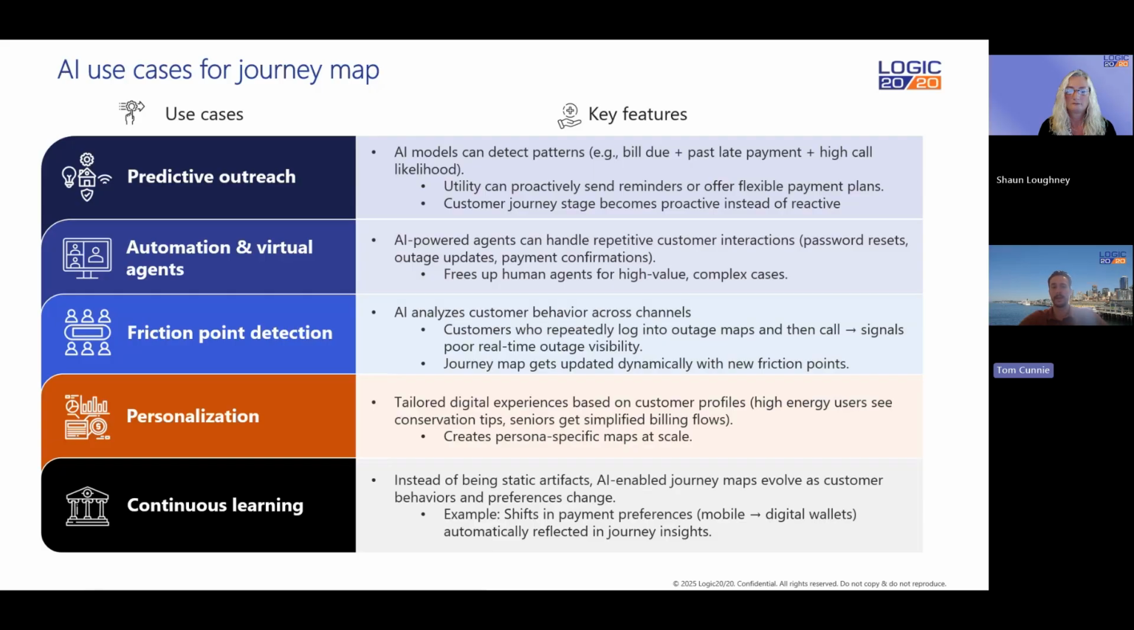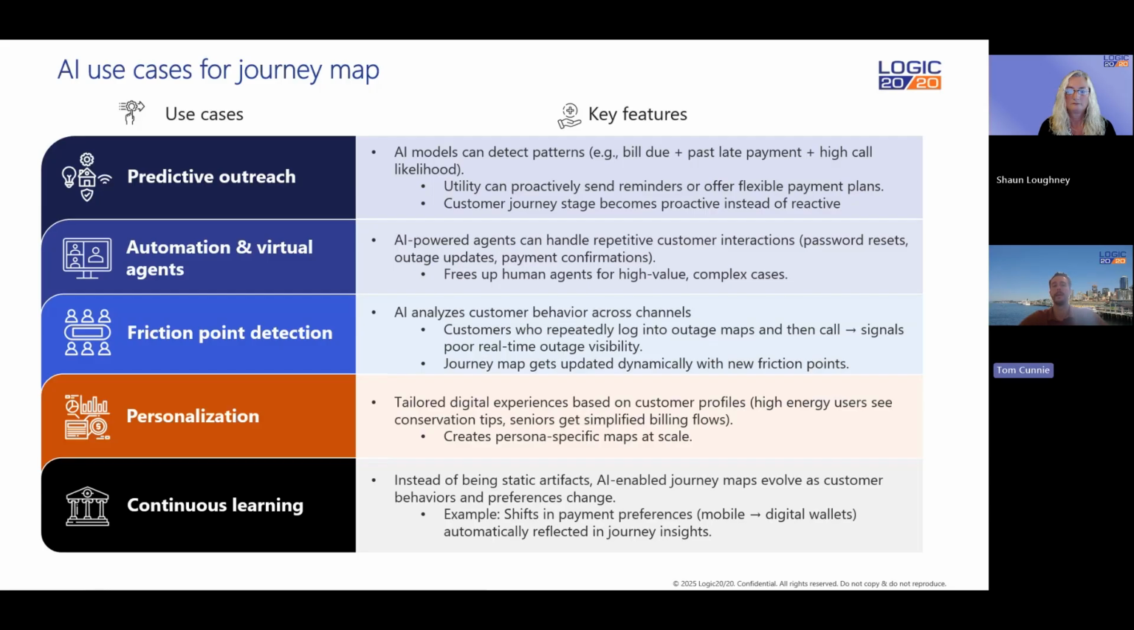AI-powered virtual agents can handle repetitive, transactional interactions, things like password resets, bill payment confirmations, or routine outage updates. Customers get faster service, and employees are freed up to focus on higher value conversations, the kind that require empathy and problem solving. It's not just about replacing people, it's about making sure people are engaged where they add the most value.